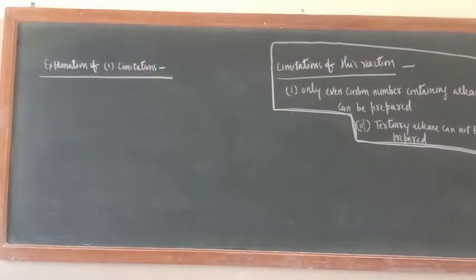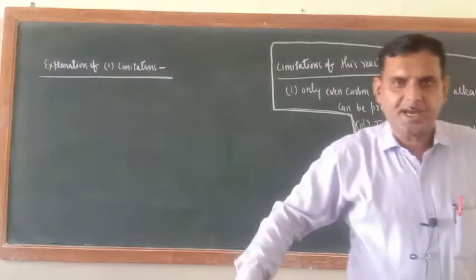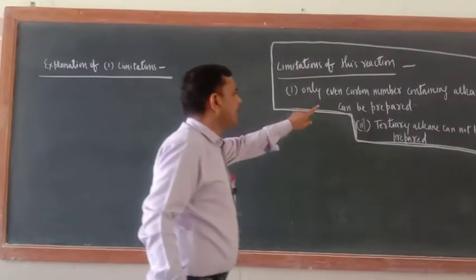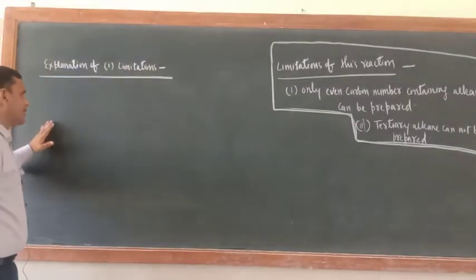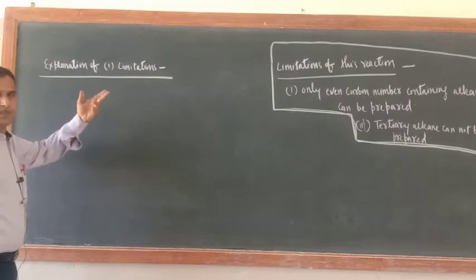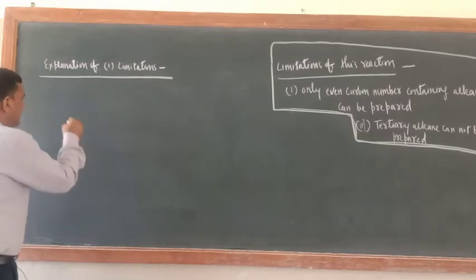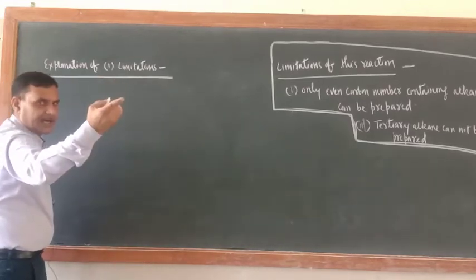Okay, so explanation of the first limitation. What is the first limitation? On this side it is written: only even carbon number containing alkane can be prepared. Just suppose you want to prepare an odd number alkane, then you have to take different alkyl halides.